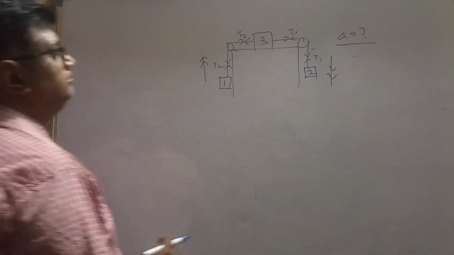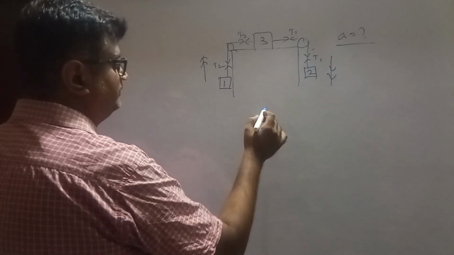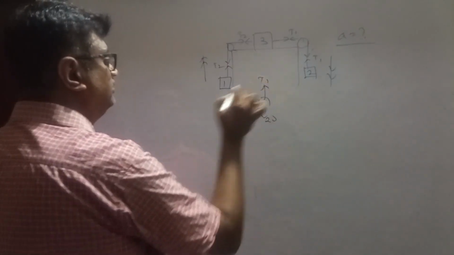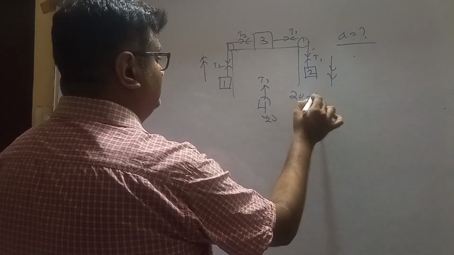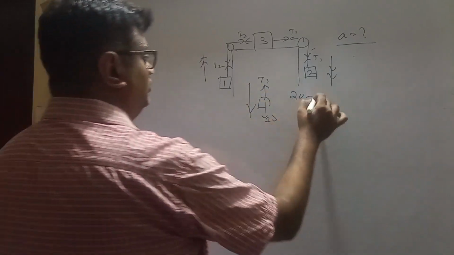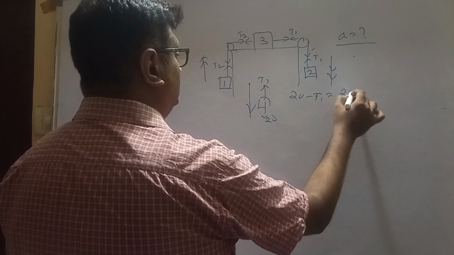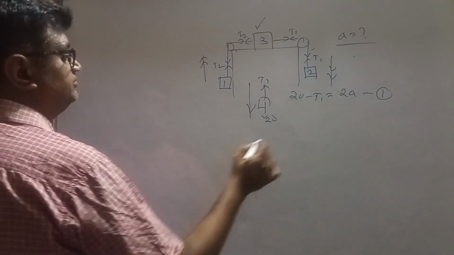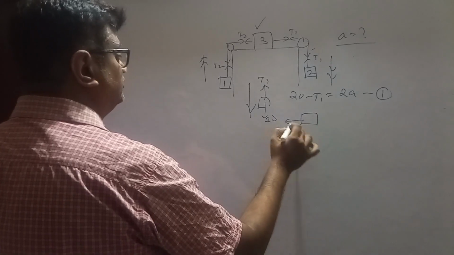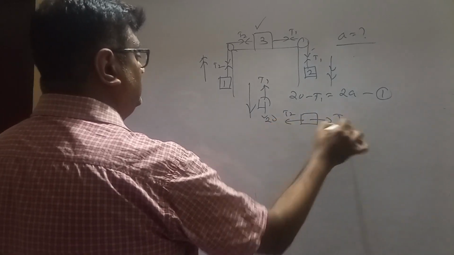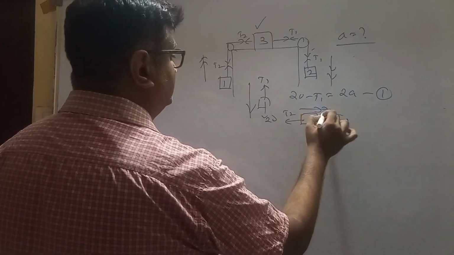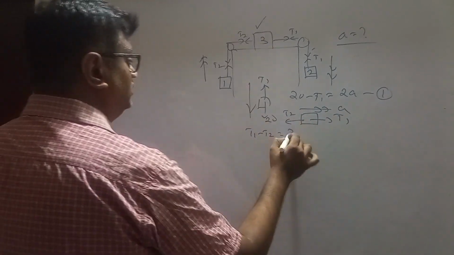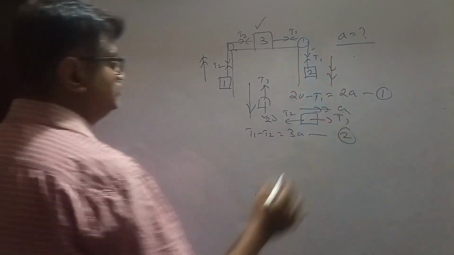Alright, so let us draw the free body diagram for this one. So this is 20 and T1. Because this is accelerating downwards, 20 minus T1 is equal to 2 into a. This is my equation 1. If you draw the free body diagram for this block, it will look like this. So T2 here and T1 here, and this is accelerating in this direction. So T1 minus T2 would be equal to 3 into a. This is my equation 2.